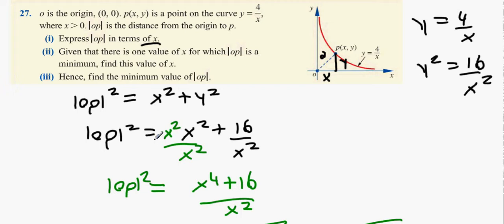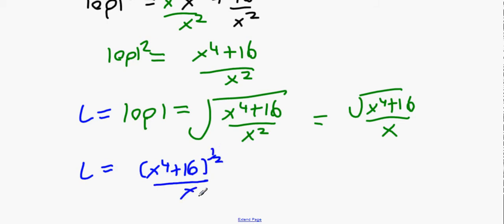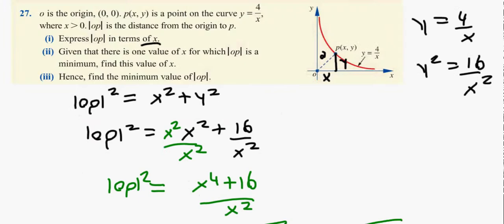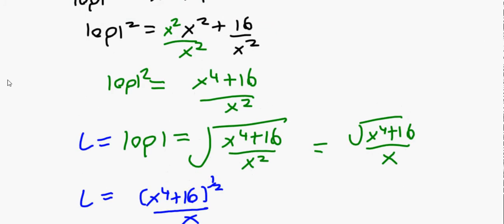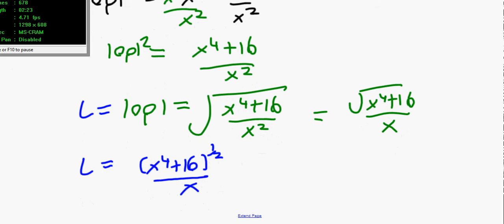So we're going to have to differentiate this, and I've got to call it a letter. I'm just going to call it L. So L equals x to the 4 plus 16 to the power of a half, and this is over x on the bottom. So we're going to get dL/dx. dL/dx should tell us when it's going to be a minimum. Remember, minimum means turning point.